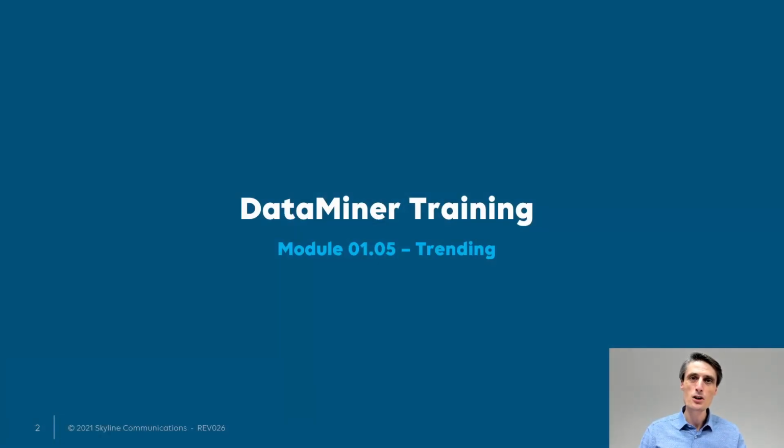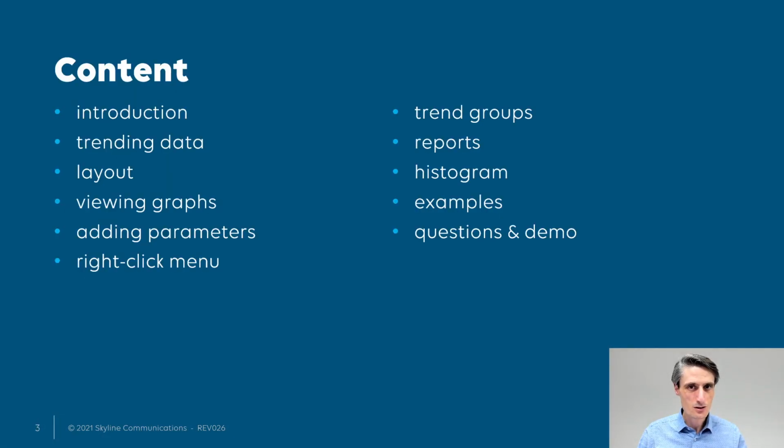So the trending module consists of the following. First, we'll take a quick introduction, and then we'll talk a little bit about the trending data. How is that being stored? How much detail do we have there? And then we'll dive into the UI to take a closer look at the layouts, viewing the graphs, what kind of features we have to know there, and adding additional parameters, because I can have multiple parameters in the same graph to compare them together.